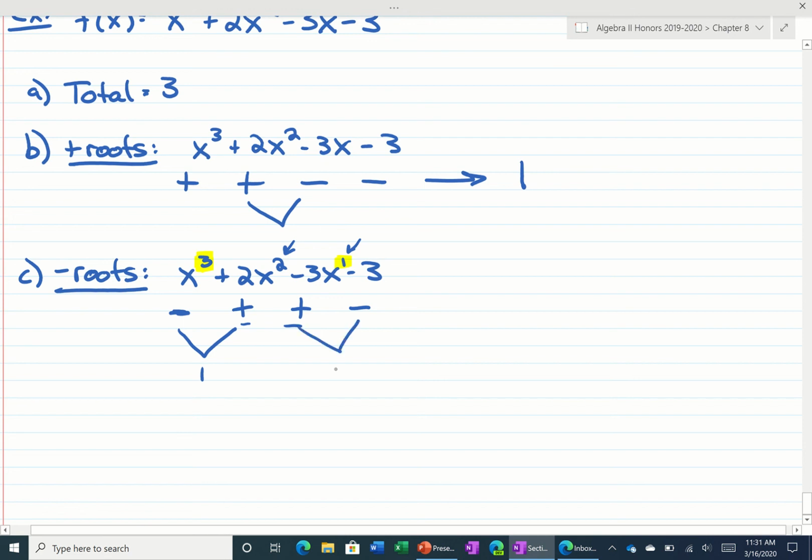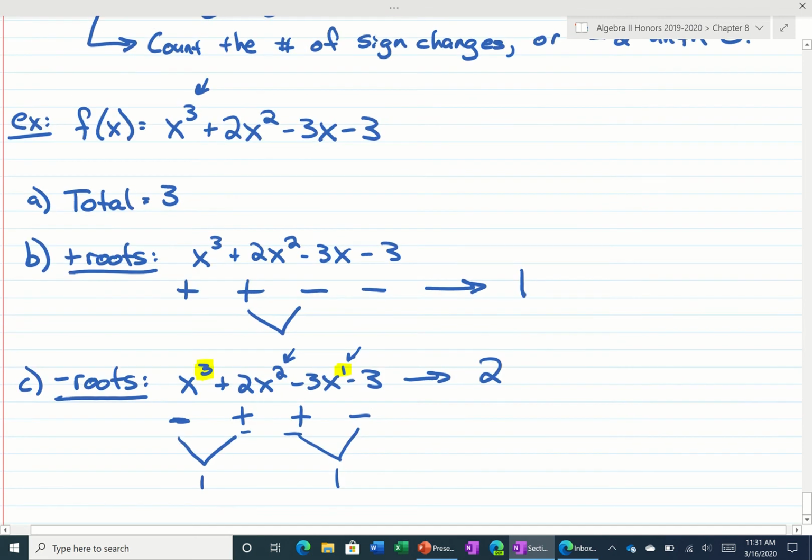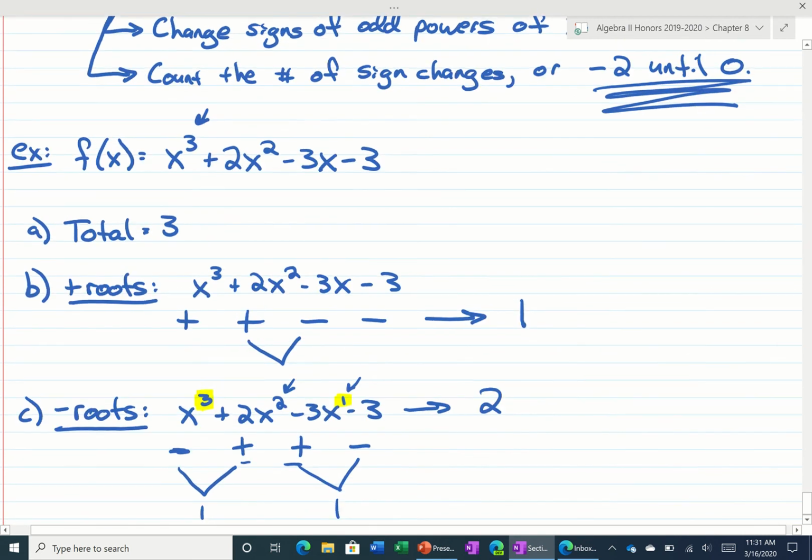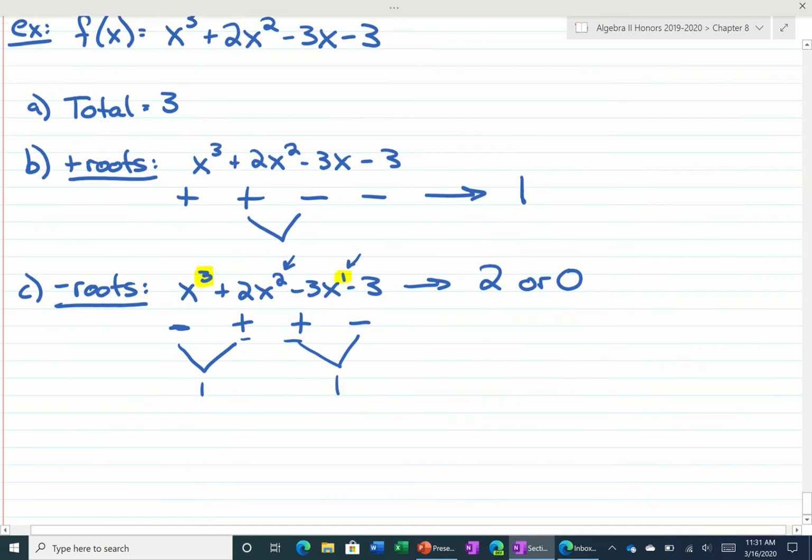Good mood, bad mood does change. So this has 2 changes. But remember what we said before. We always subtract 2 until we get 0. So the final answer for this would be 2 or 0 negative roots. We didn't do that with 1 because you can't say 1 minus 2. That would be a negative number, and you can't have a negative number of anything.